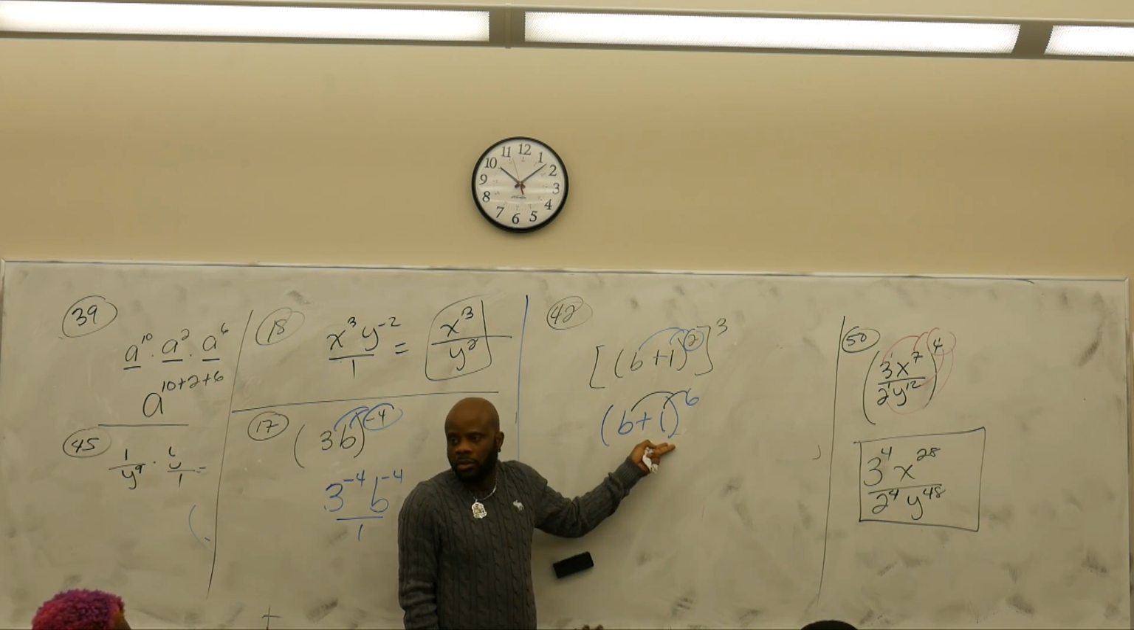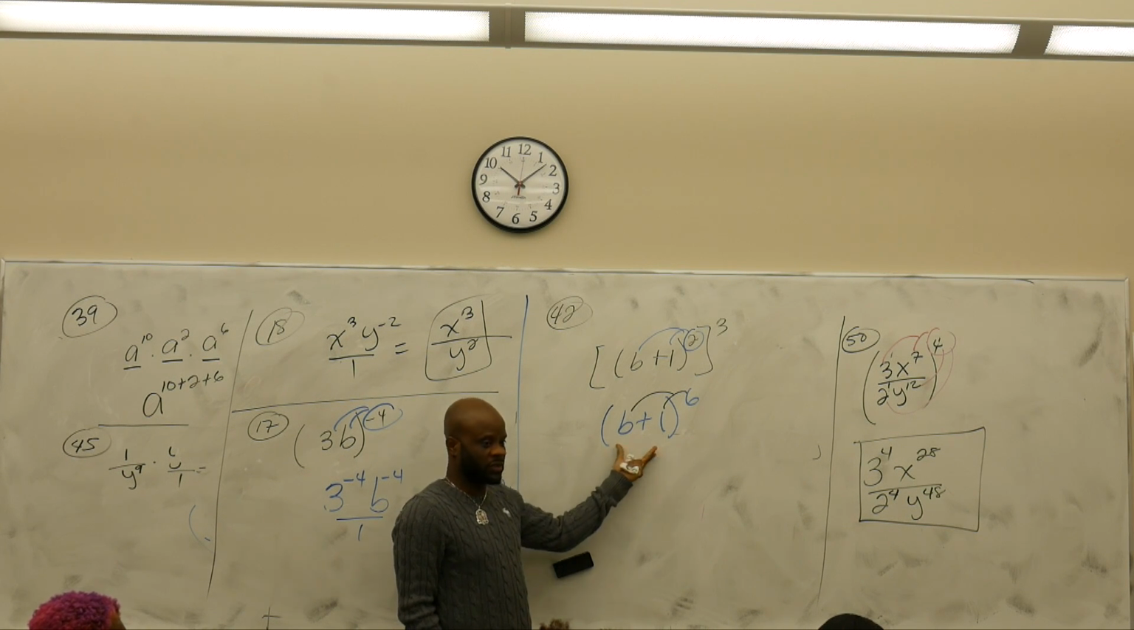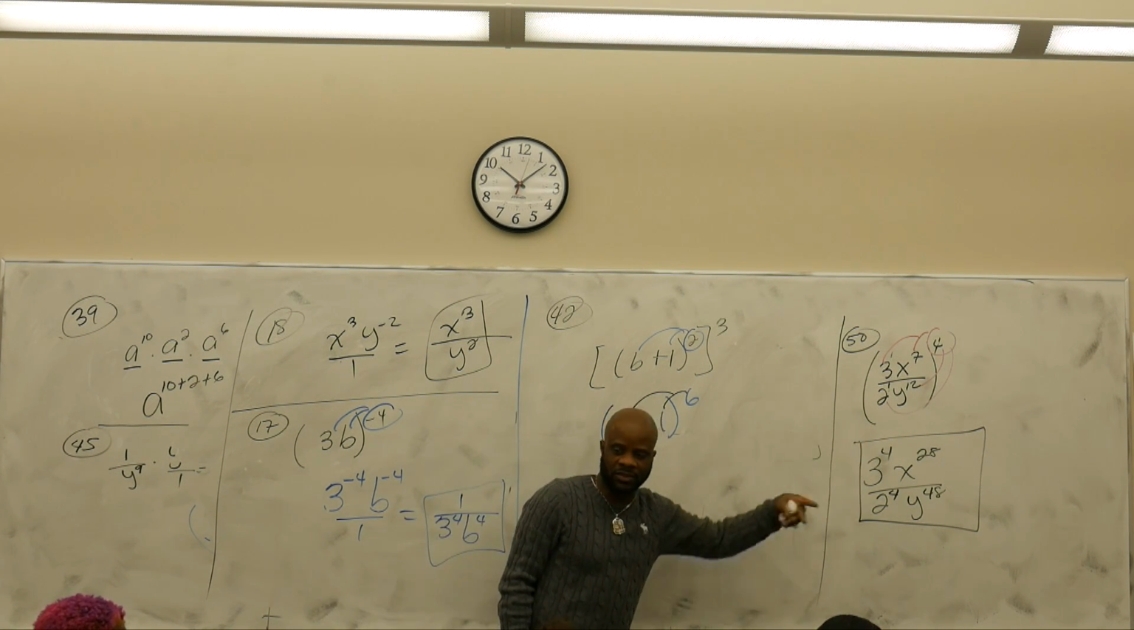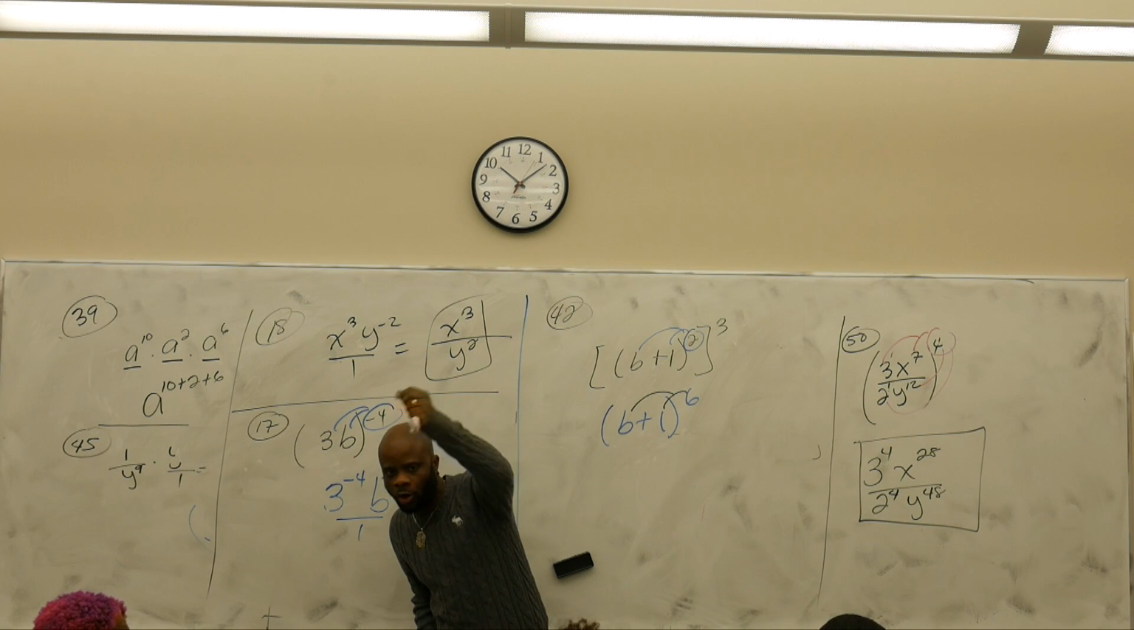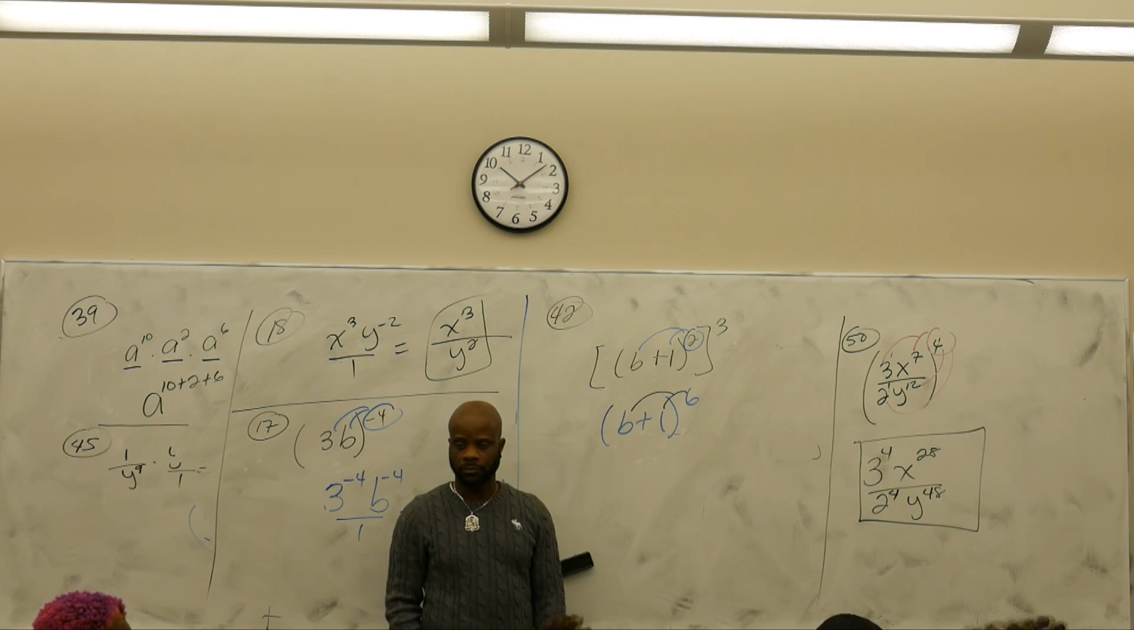This is the answer. Or if you really want to show off, you do this: parentheses times itself, times itself, times itself, 6 times, and then you FOIL all over, and then you correct like this. But this is it.